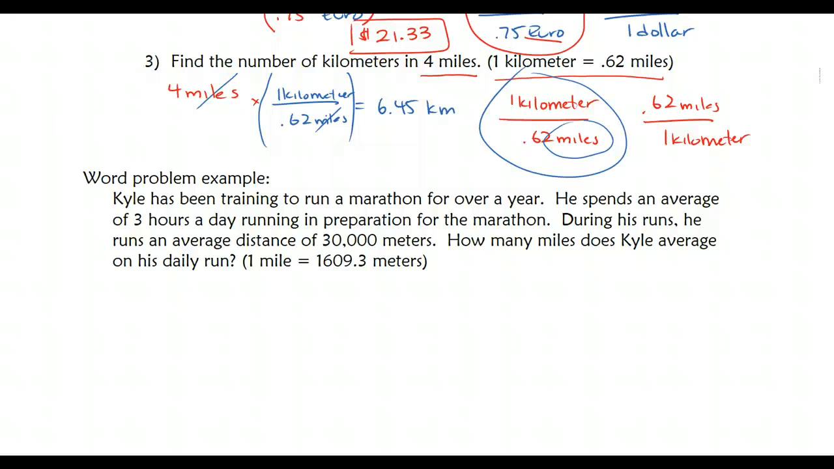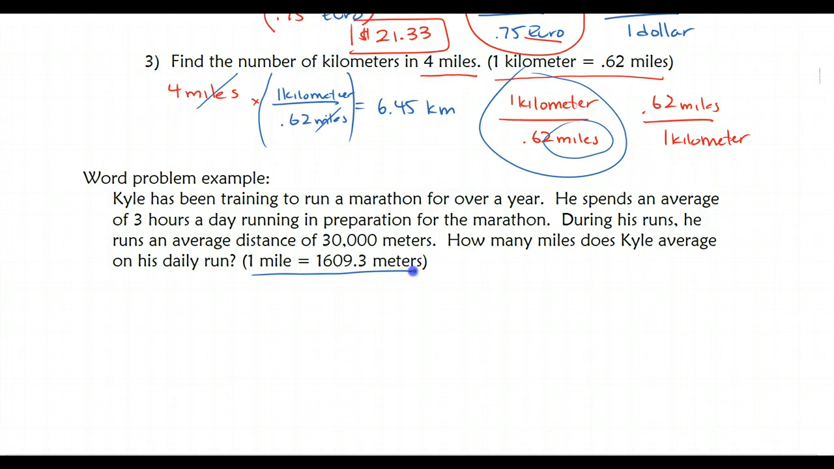Okay, so this problem says Kyle has been training to run a marathon for over a year. He spends an average of 3 hours a day running in preparation for the marathon. During his runs, he runs an average distance of 30,000 meters. That seems like a lot. Now, how many miles does Kyle average on his daily run? So they give us this conversion here.